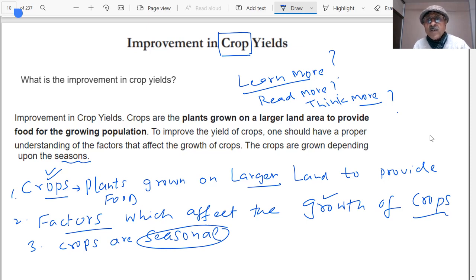So we understand crops are grown depending upon the seasons. We will learn about this also. Which crops grow in which season? This is an important point. We can try to learn that also.